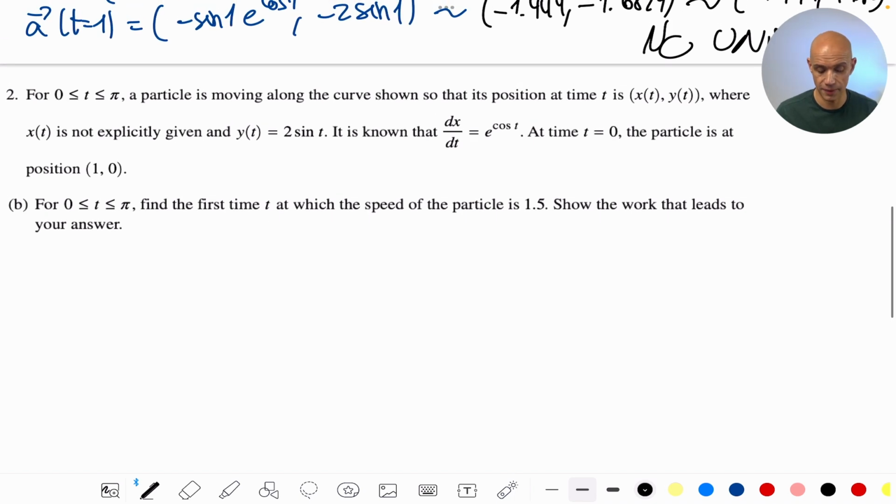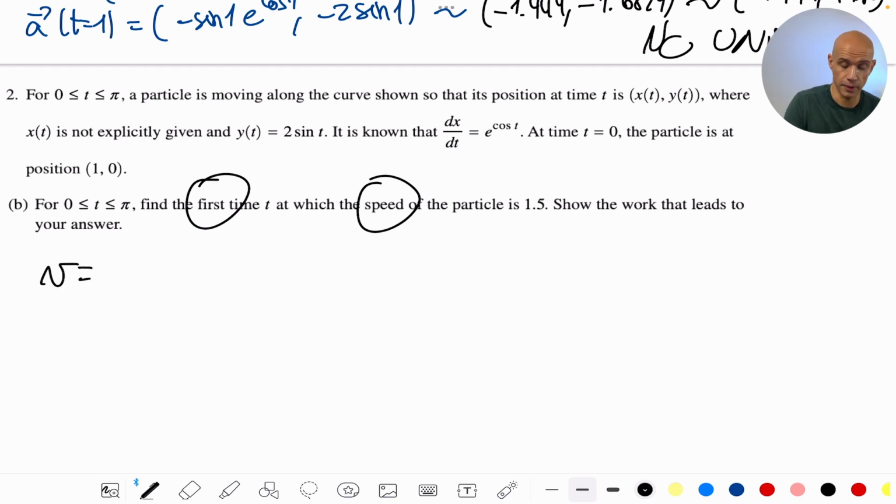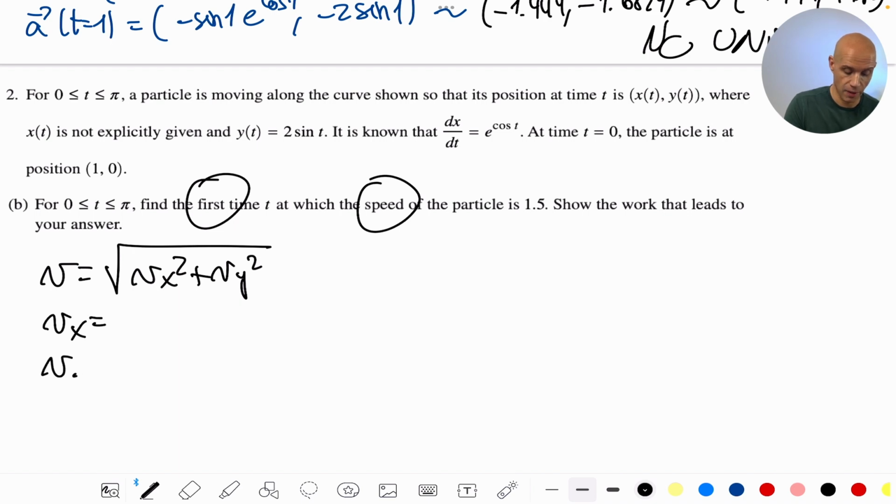Find the first time that the speed is 1.5. Well, the first thing to do is to build up the speed function. We don't have it. But the speed function, the same as we had the definition of the acceleration, this is the definition of the speed. So we need to compute how much is Vx and Vy. Why? Because we want a 5. So Vx is dx divided by dt, and that is given in the problem, and Vy is the derivative of y with respect to t.